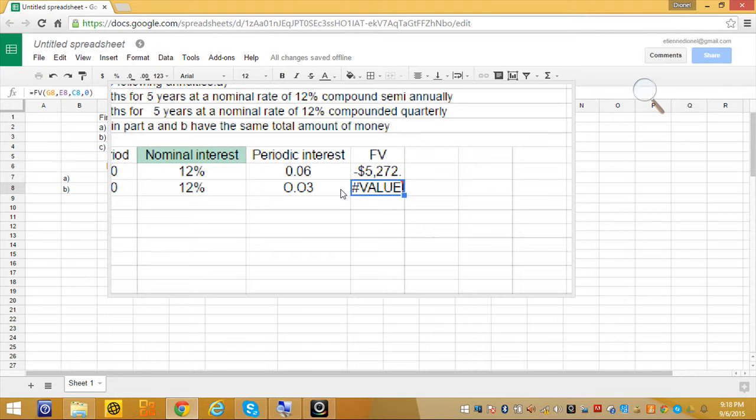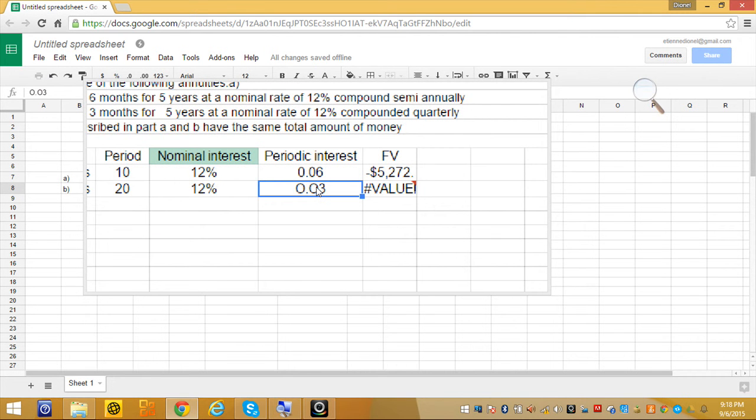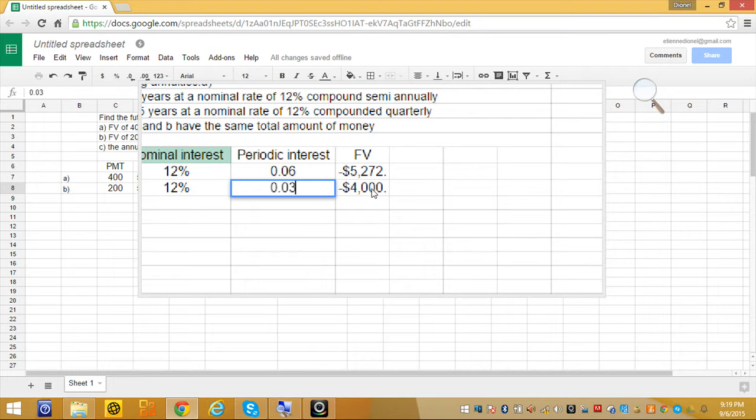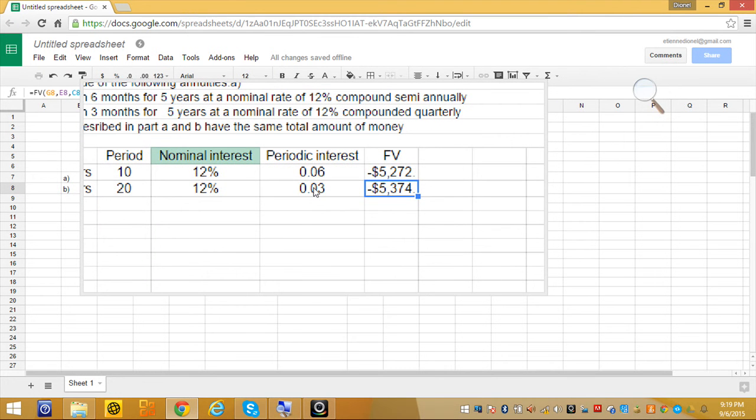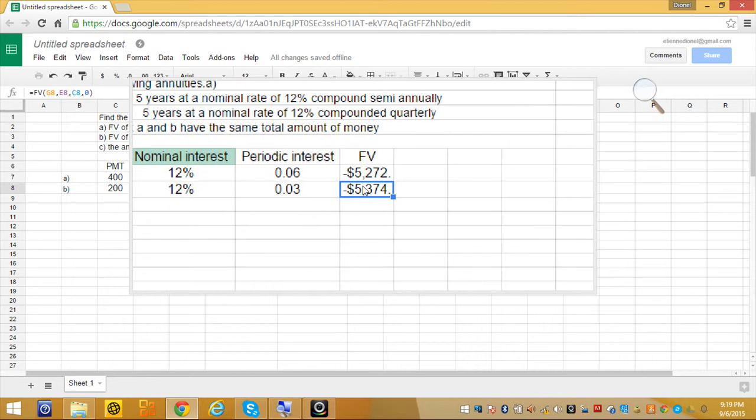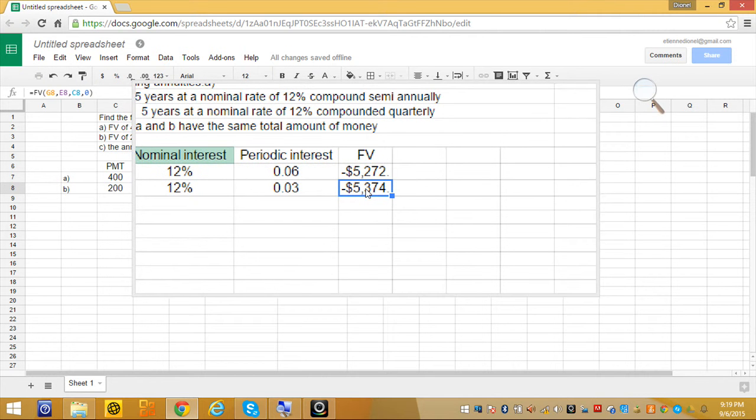Oh, okay, excuse me. I just put this wrong. This is 0.03. Okay, that's the mistake. It's okay now, guys, because I put an O instead of 0 here. That was a letter. I put O 0.03. That was the problem. So now it's okay.